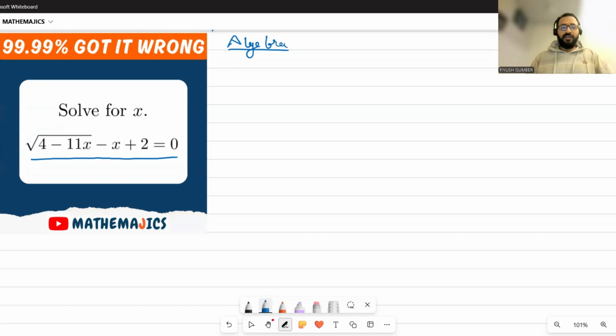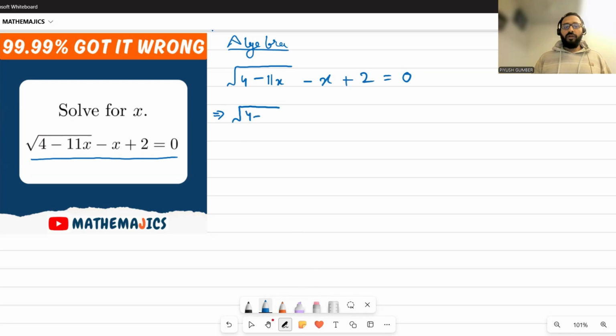Let's write the equation. The equation is square root of 4 minus 11x, minus x plus 2, is equal to 0. Now we can rewrite this equation as square root of 4 minus 11x is equal to x minus 2. I transposed x and 2 to the right hand side. Now to remove the square root, I can square both sides. So let's square both sides.